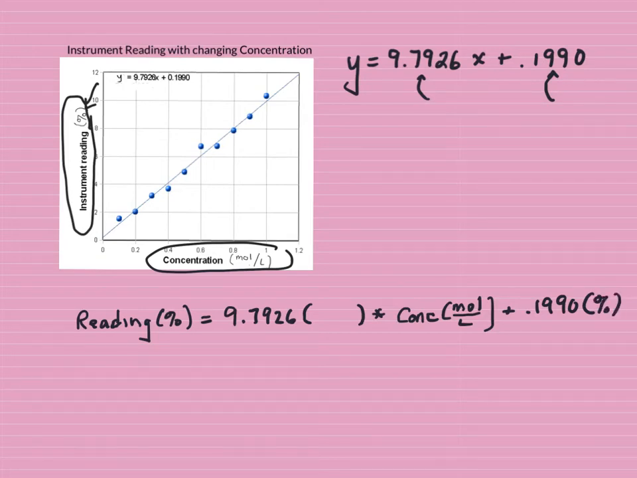So I've done everything except the units for the slope. Remember, these are going to be the y units over the x units. So that's going to be percentage divided by moles per liter. We can simplify that as percentage times liters over moles. So we'll write that in here. Percentage times liters over moles.